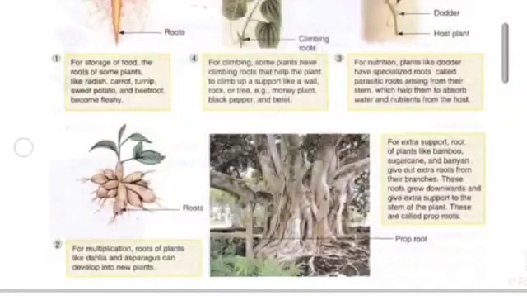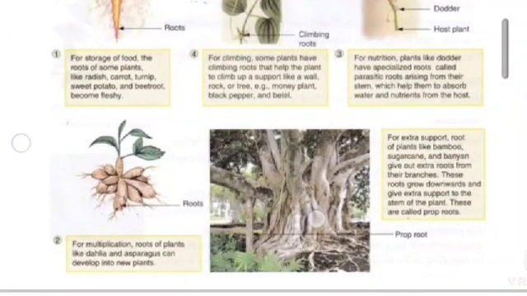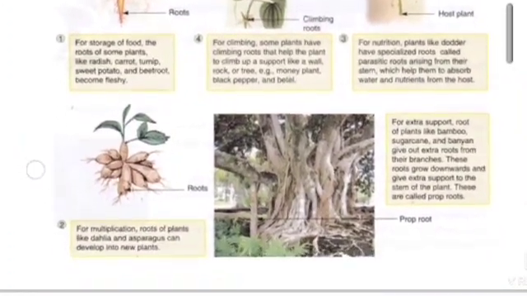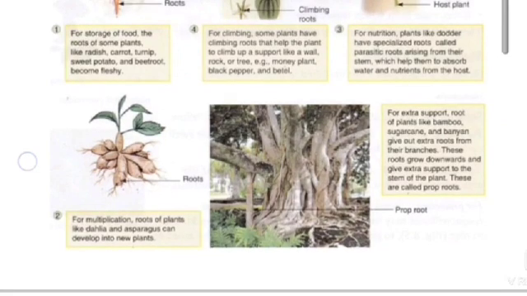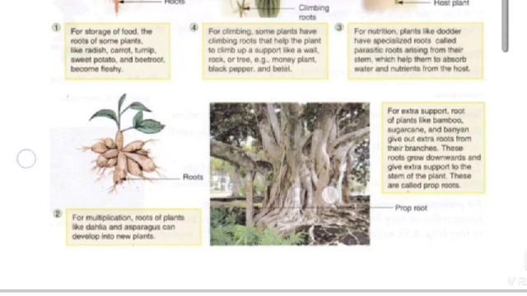For extra support, plants like bamboo, sugarcane, and banyan give out extra roots for their branches. These roots grow downward and give extra support to the stem of the plant. These are called prop roots.